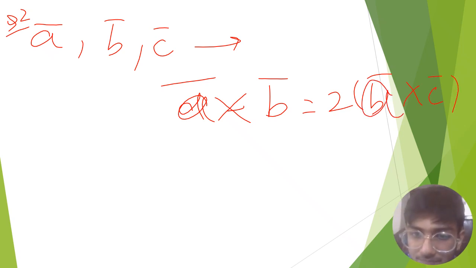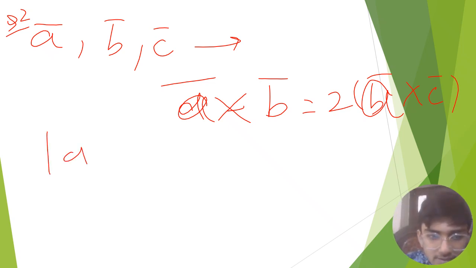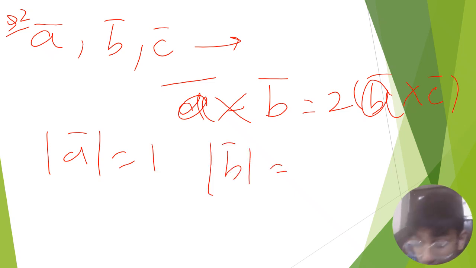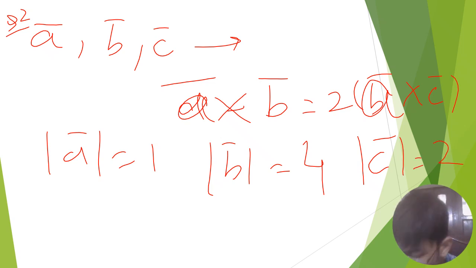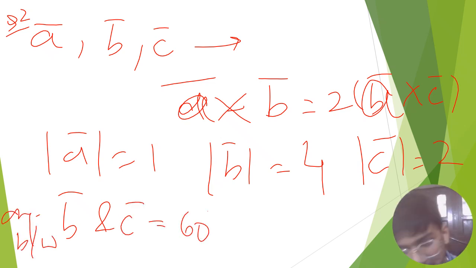Here it is: A cross B is equal to 2 times A cross C. Okay, we can write A cross 2C vector also, because it's a property of the cross product of vectors. And then we have magnitudes also. So magnitude of A is given as 1. It's a unit vector. And the magnitude of B is given as 4 and C is given as 2. Also it is given that the angle between B and C vector is 60 degrees. Now you are required to find this.